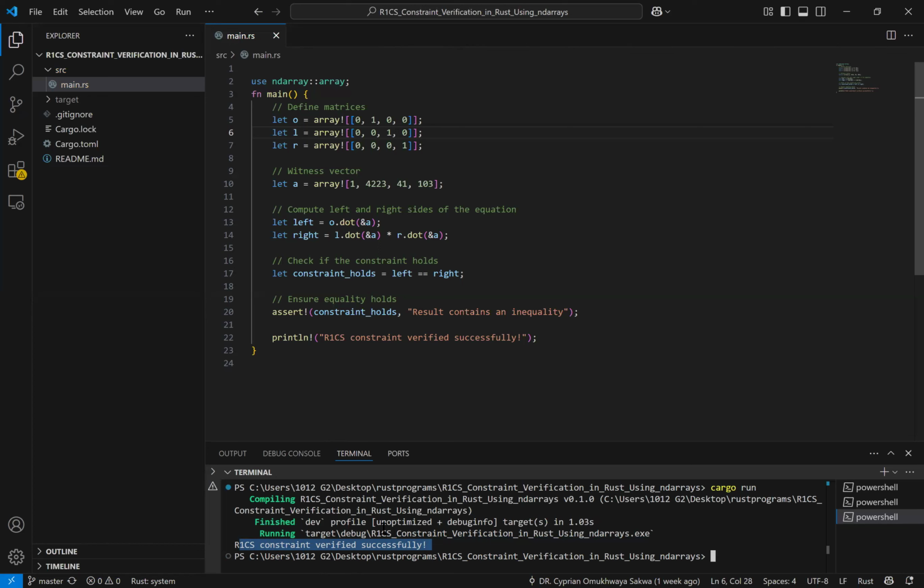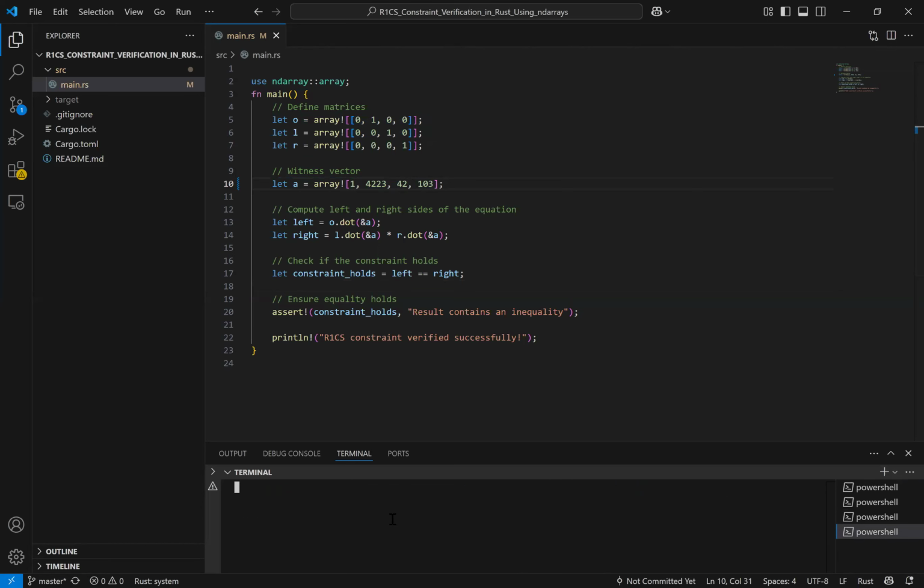It says they're equal. So it's verified successfully. So that means our problem is this computation of this matrix. Once we compute them, and once you come up with the right witness, let's put in a wrong witness. Let's put here 42, so that somebody claimed to know Z, and we ask for him to prove, and he has given us a wrong value of X. He has given us 42. Let's see what happens.